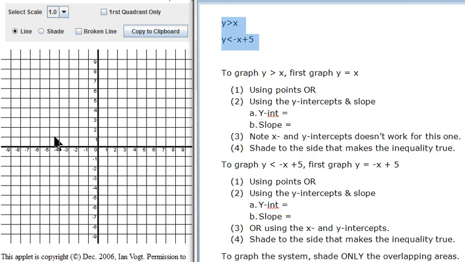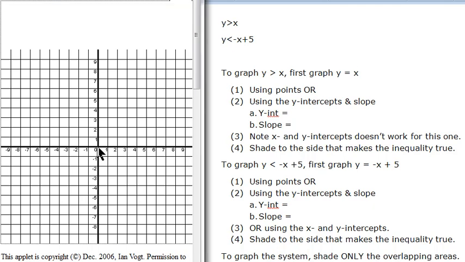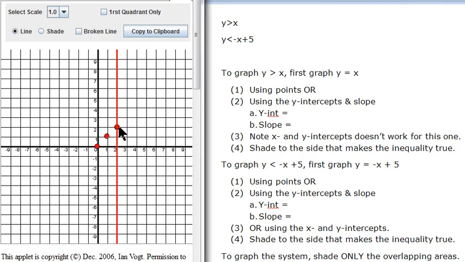And I've got an online graphing app here that I'm going to be using. So starting off, I just graph one, and to graph y is greater than x, I'd first have to graph the line that is the edge of the graph of this inequality, and that's y equals x. Now, I have a few different options. I can graph this using points that make it true, like 0, 0, 1, 1, 2, 2, 3, 3. All these points would make this equality true if I have y equals x.